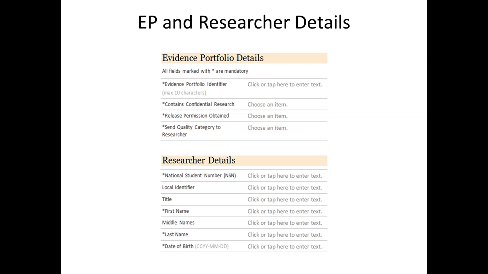The national student number, the NSN, each researcher needs one. It might be that they're not sure of what it is, but each TEO will have somebody who's in charge of those numbers, and so that they need to go on there. Date of birth should be accurate, and if it's not known, it's possible to use a default, but it would be great to have them all accurate.